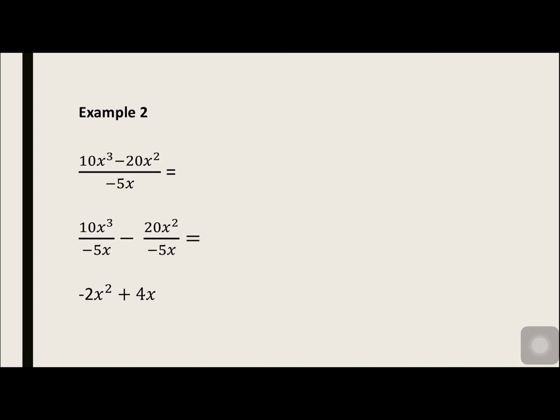In that second part, we have a minus and divided by a negative. A negative divided by a negative equals a positive. 20 divided by 5 is 4. Subtract exponents. 2 minus 1 is 1.